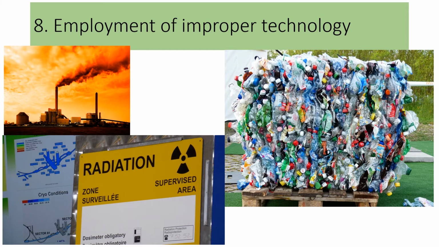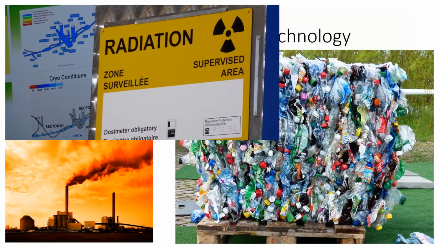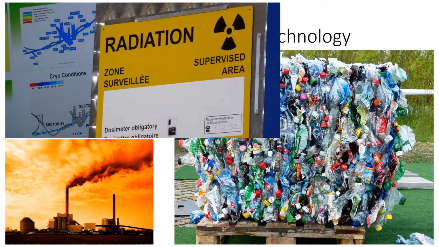Use of improper technology causes harm to the environment. Due to the use of radioactive materials in industries and dumping waste containing radiation, the flora and fauna in the area are harmed. And sometimes destructive genetic changes can occur. You already know that plastic and polythene is not good for the environment.